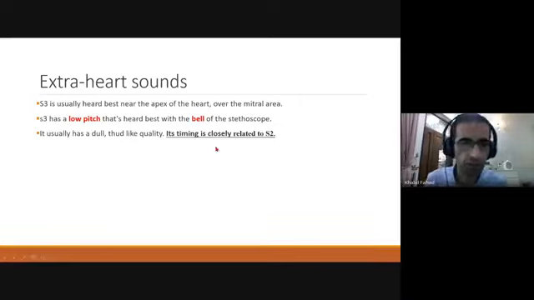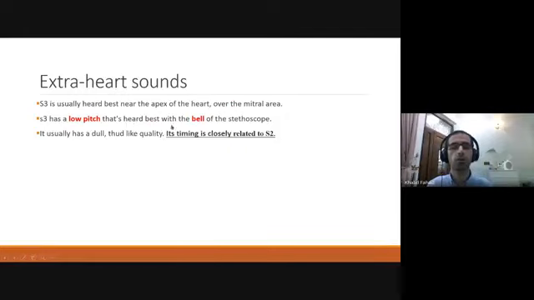Here is some knowledge about the S3, which is usually best heard near the apex of the heart, over the mitral area. This is for the left ventricular S3, while the right ventricular S3 is usually best heard over the tricuspid area. Its pitch is low, so it is a low heart sound: intensity is low and pitch is low. It is different from the first or second sound, which usually have a higher pitch.